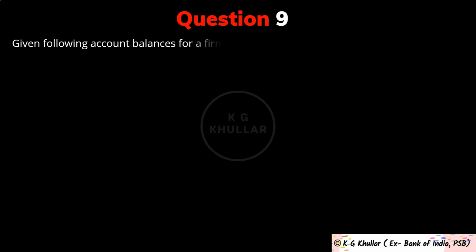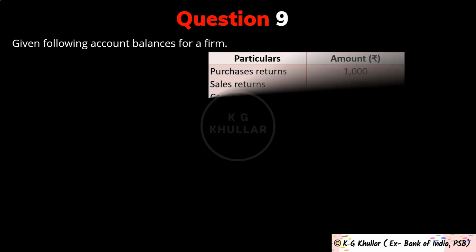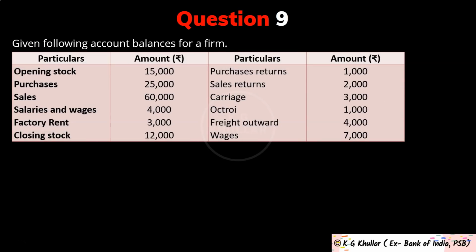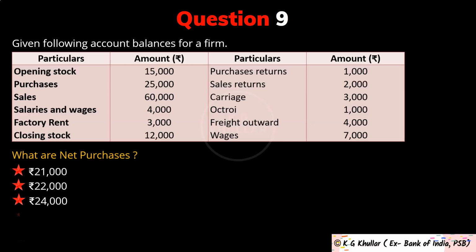Next question is, friends, this is in fact a case study. Given are the account balances of a firm. Now friends, all these balances are given to you. Now answer the next 5 questions based on the data given. And the first question is, what are net purchases? And the options are given to you.